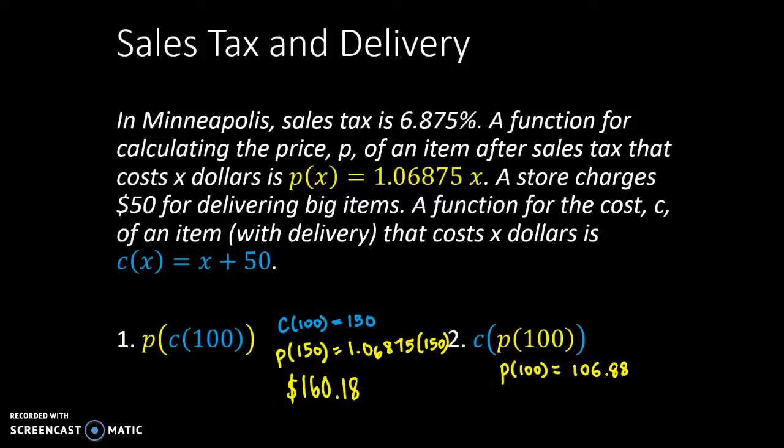And then I take that answer and I plug that answer into the C function. So I'm going to do C of 106.88. So it's going to be 156.88. And so what I notice is that if I pay the sales tax first and then I pay for delivery, I pay less money than if I pay the delivery charge first and then I pay the sales tax. Because this function was doing C first and then doing the sales tax, and this one was doing the sales tax first and then doing the delivery.